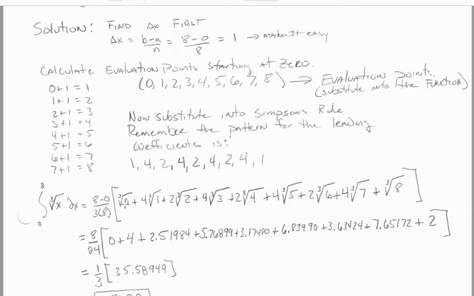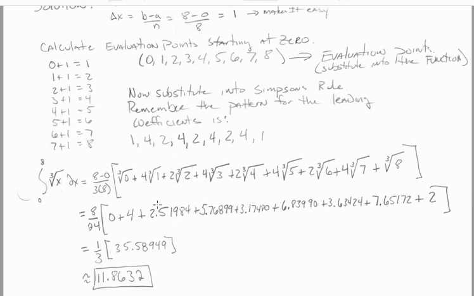So we're going to evaluate the cube root of 0 plus 4 times the cube root of 1 plus 2 times the cube root of 2 plus 4 times the cube root of 3 plus 2 times the cube root of 4 plus 4 times the cube root of 5 plus 2 times the cube root of 6 plus 4 times the cube root of 7 plus 1 times the cube root of 8. So paying attention, the first and the last term have a coefficient of 1, and then we alternate 4, 2, 4, 2, so on and so forth till we get to that last term, whatever it works out to be.